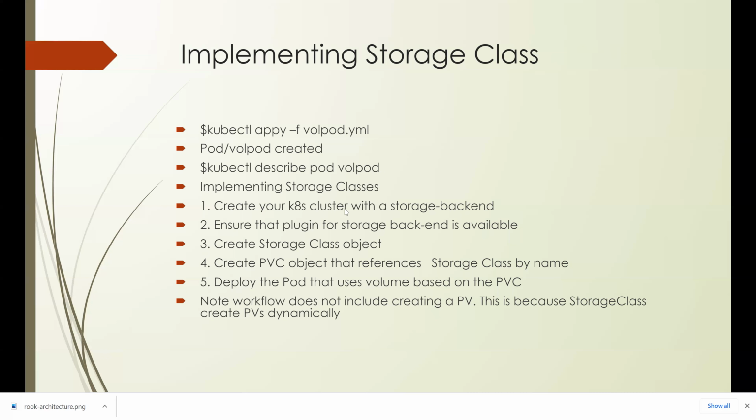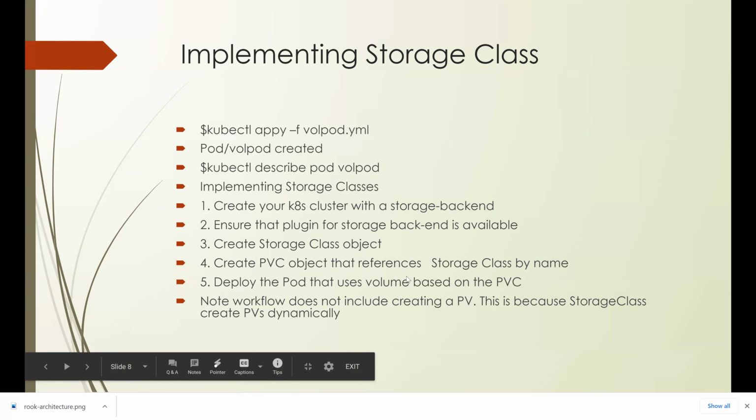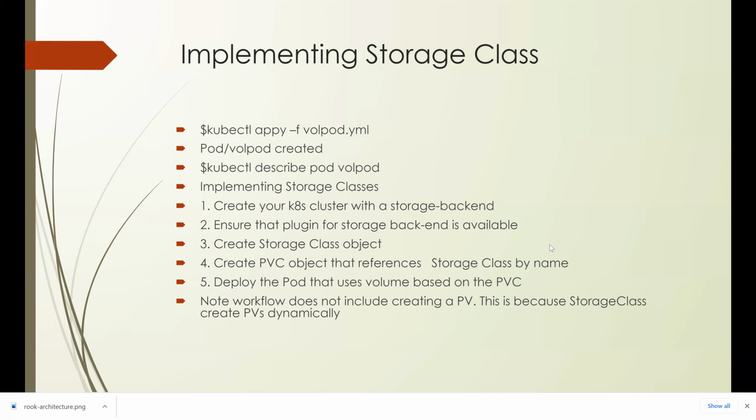So you have a Kubernetes cluster with a storage backend, then you ensure that the plugin for the storage backend is available, and create a storage class object, create a PVC object, and then deploy the pod, using the volume name based on the PVC. Note, this workflow never states where the PV is, because the storage class creates the PV dynamically. So the storage class has the capability to create a PV dynamically, and once it is created, it will allocate the PVC and complete the storage.